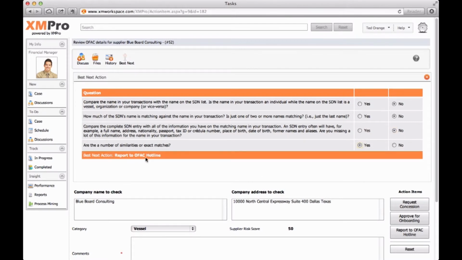In that instance, the best next action that it will advise you on is to report this to the OFAC hotline. As you can see, it does not take over the actions, it merely advises what should be done. Or if I choose no over there, it will approve it for onboarding and the process can continue.